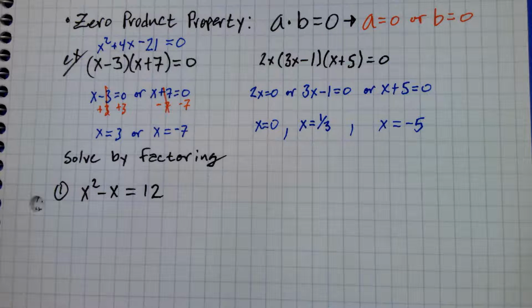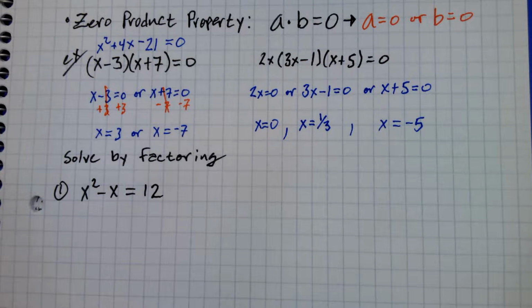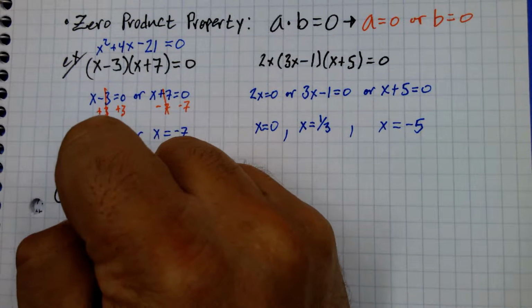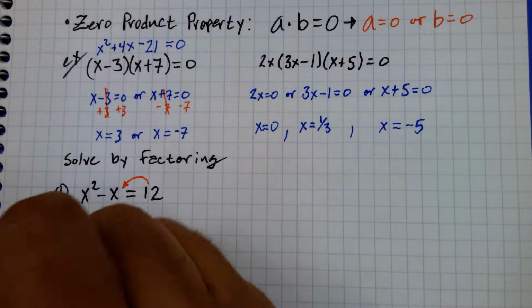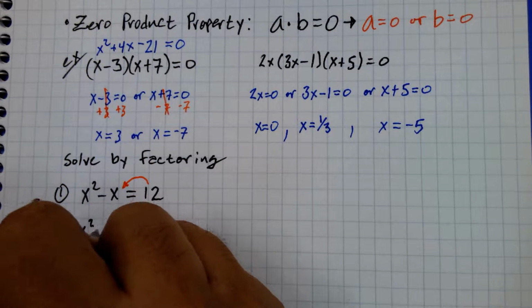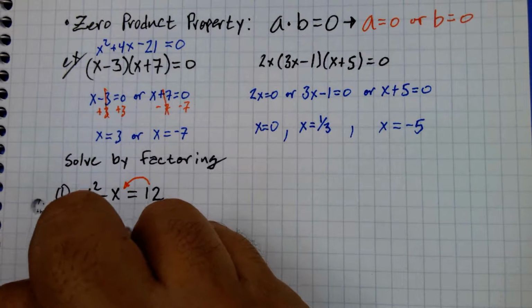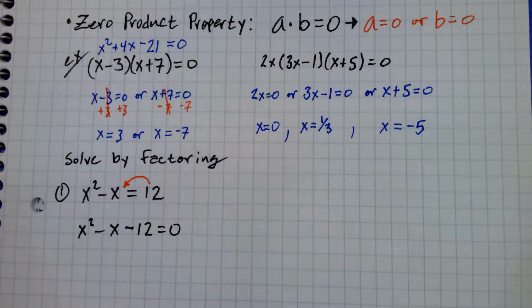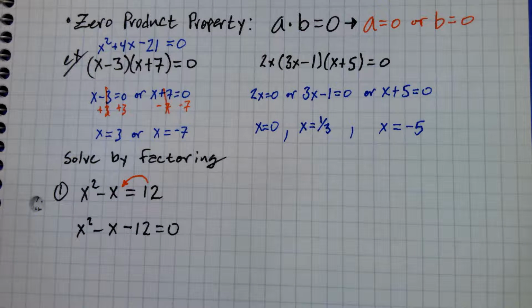Okay, so our first thing to do, move the 12. Set your equation equal to 0. So we're going to move the 12. Now it's -12. So x squared minus x minus 12 equals 0. Okay? Any questions so far? So now we got a quadratic and it equals 0. We would love to factor this.